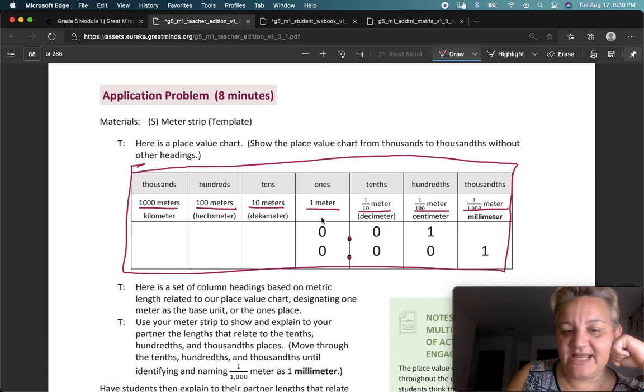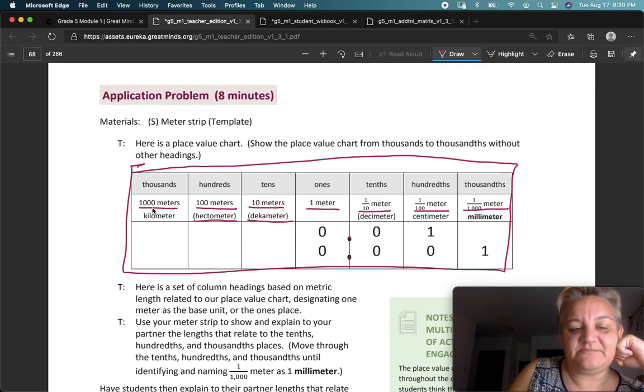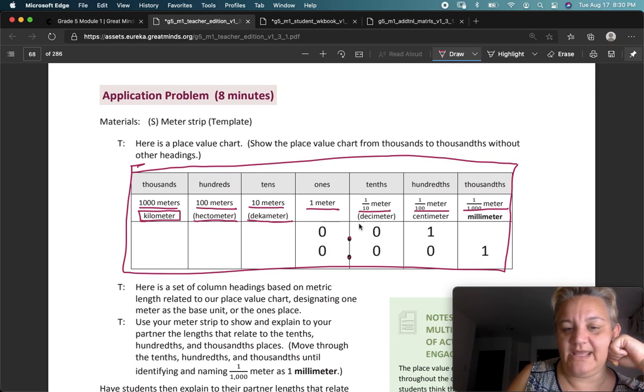But these have different names, okay? So 1 meter is 1 meter. But 10 meters is called a decameter. And 100 meters is called a hectometer. And 1,000 meters is called a kilometer. And I know that you've heard kilometer before, okay? When we were talking about how many kilometers we live from school, okay?